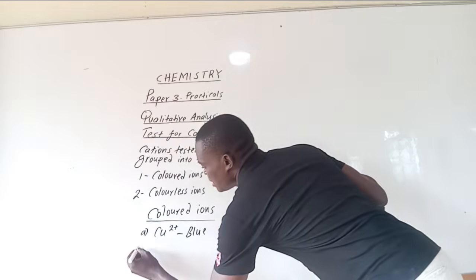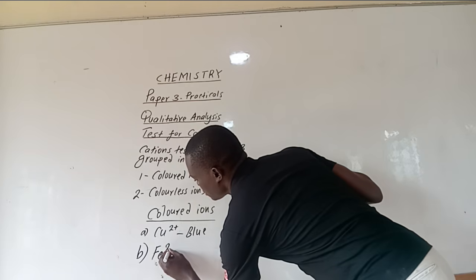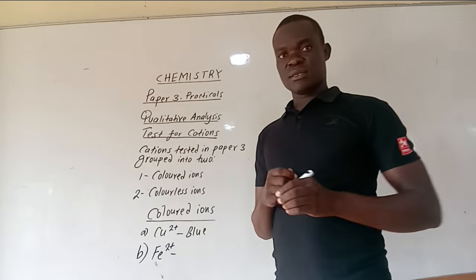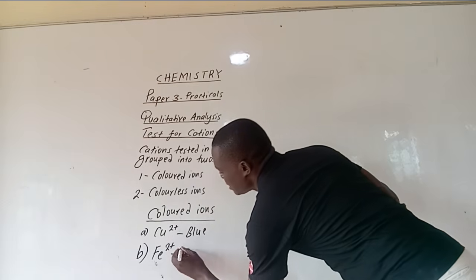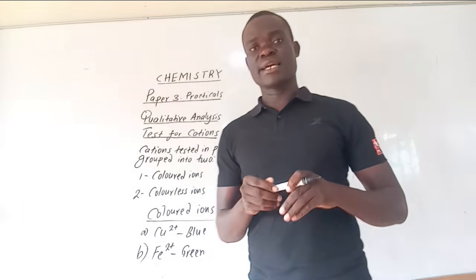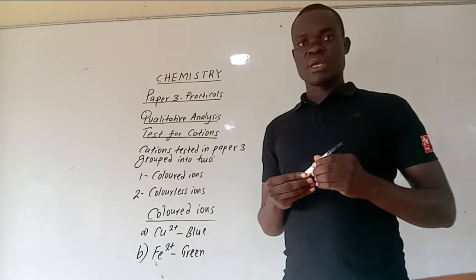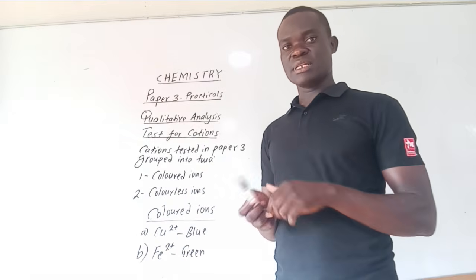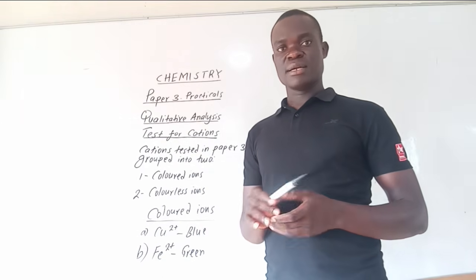And then we have iron 2 ion, Fe2+. Iron 2 ion is green in color. So if a solution is green, then we can give an inference that iron 2 ion is present in that solution, because if iron 2 ions are present, the whole solution will appear green.